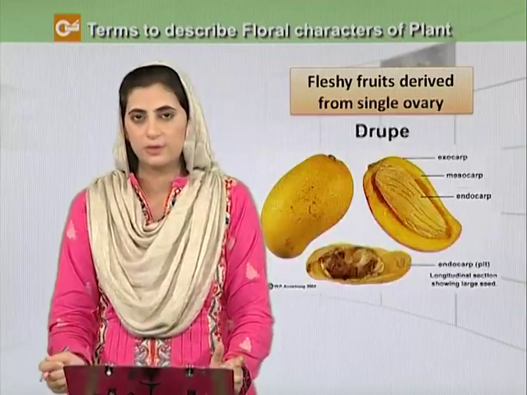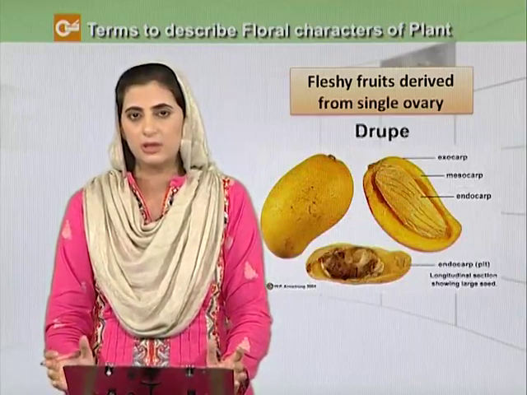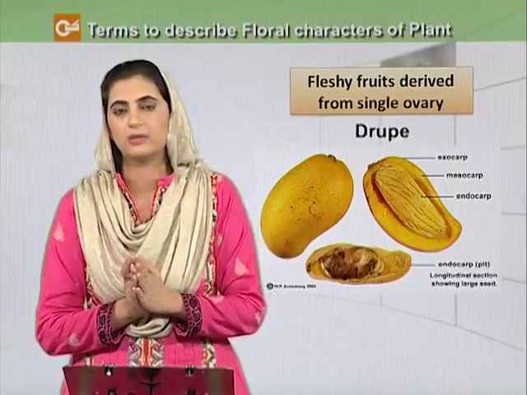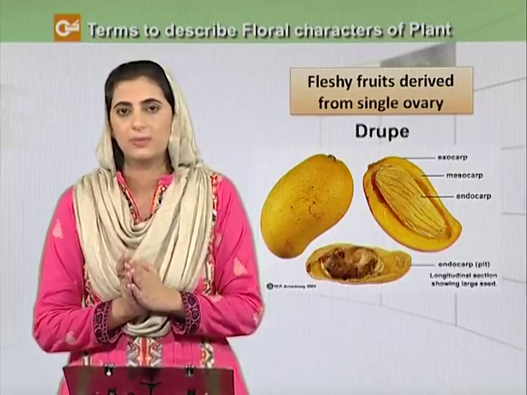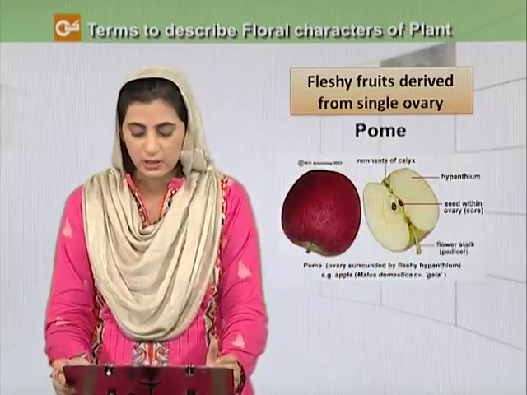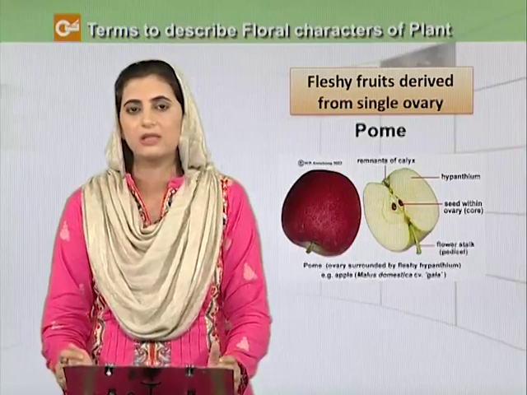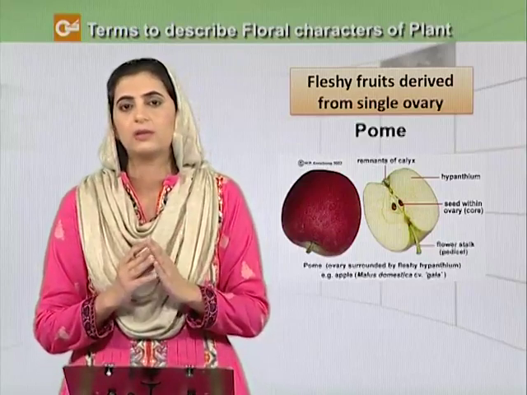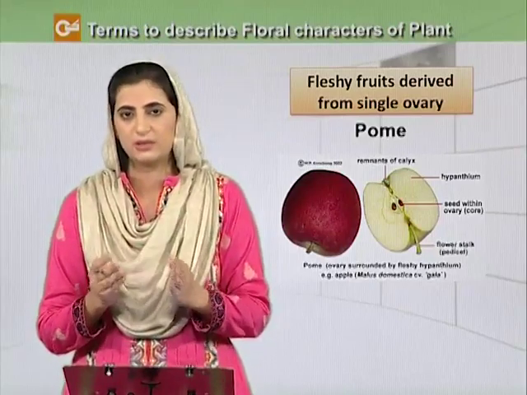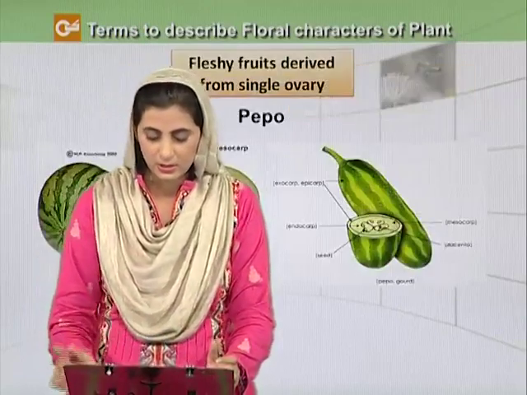And then we have drupe, and in drupe the endocarp is usually thick or stony. So that is why drupe is also called stony fruit. We know mango as an example of a drupe fruit. And then we have the pome category, and under it comes the example of apple. We know that the inner part of the ovary is thick and dry, and it contains seeds in it. So the example of pome is apple.